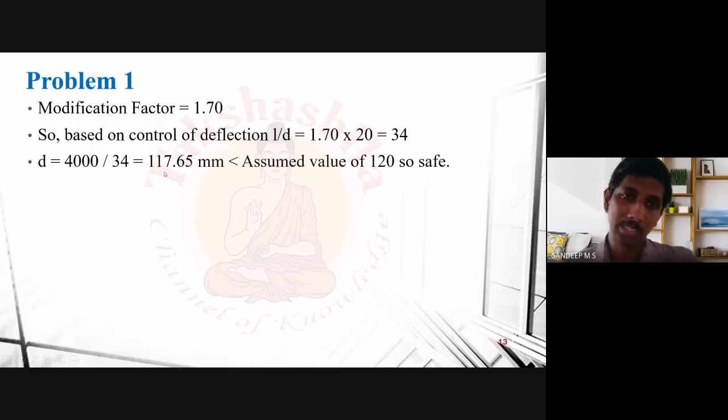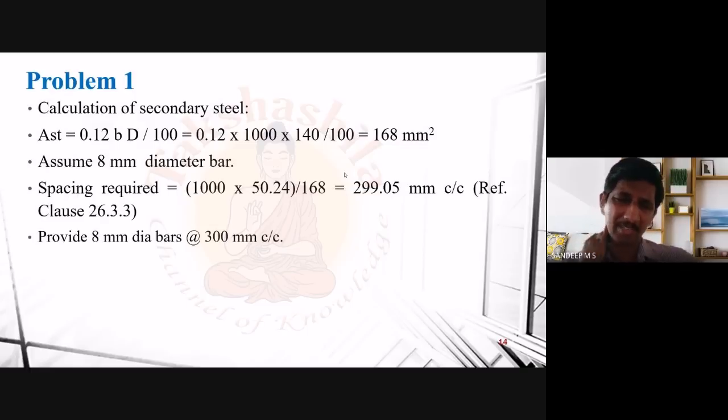Okay, so if you see here, I have assumed it as 120, and the revised requirement is only 117.65 millimeters. So it is less than the assumed value, so it is basically safe. So this is how you should perform the limit state of flexure design in the case of slab. Now, moving on to the design for shear, normally we will not need to provide any sort of shear reinforcement in the case of slab. But anyway, let's see whether we require anything.